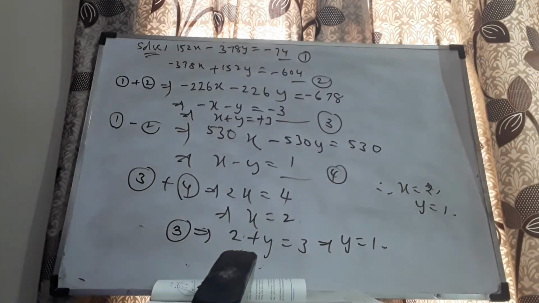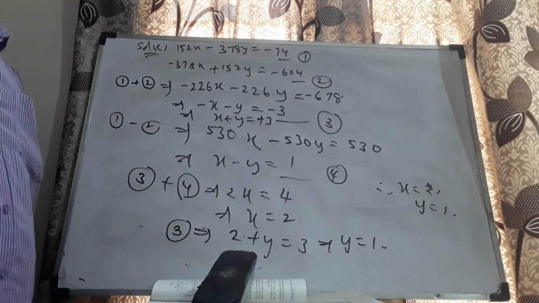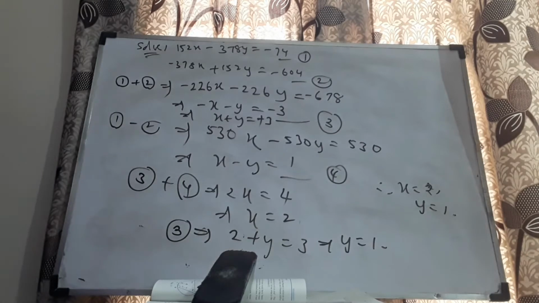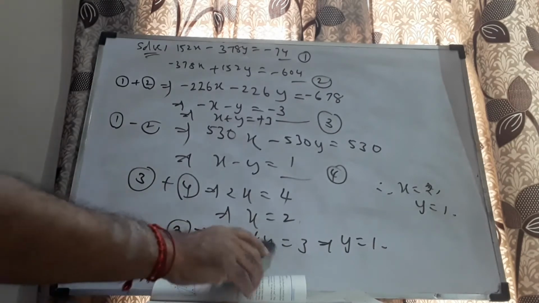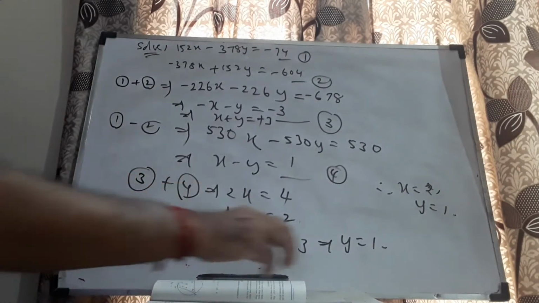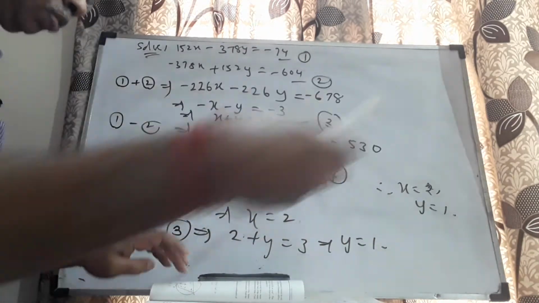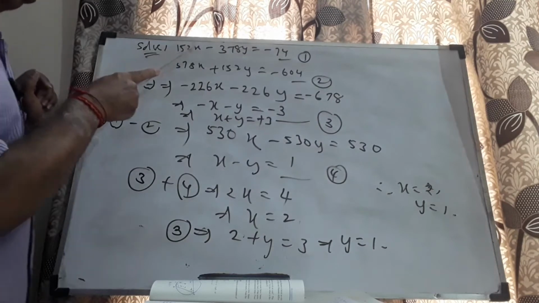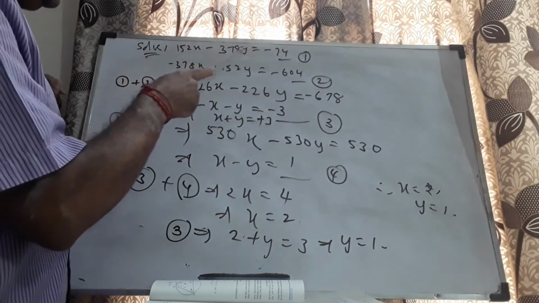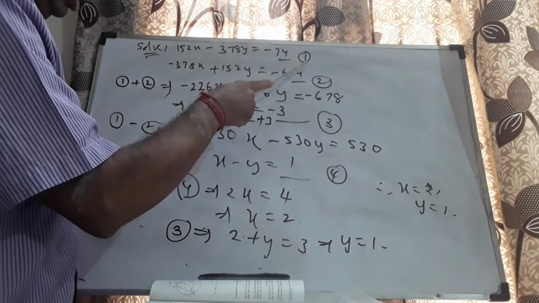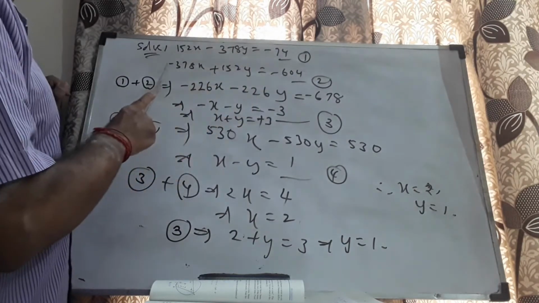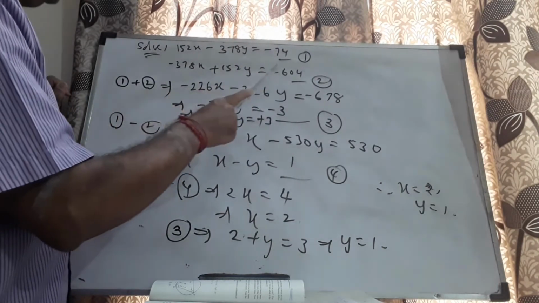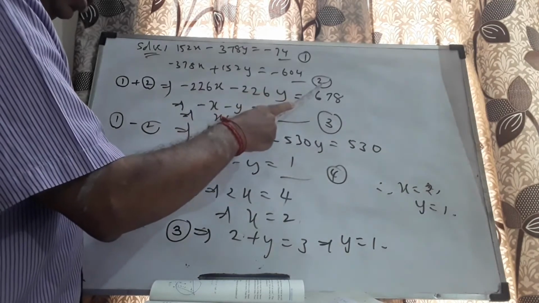In this particular video presentation, we'll do some more problems on linear equations in two variables, which are a little bit different from the other problems we have discussed already. Just listen carefully. Since the calculations are more, I've done it for you already. Just see here. Solve 152x minus 378y is equal to minus 74, equation 1. Minus 378x plus 152y is equal to minus 604, equation 2.